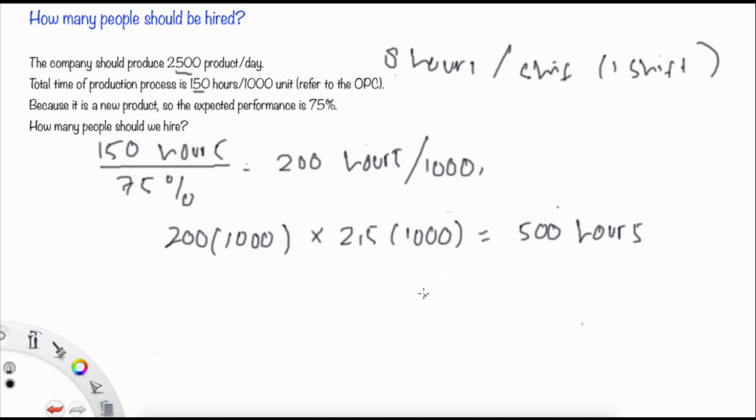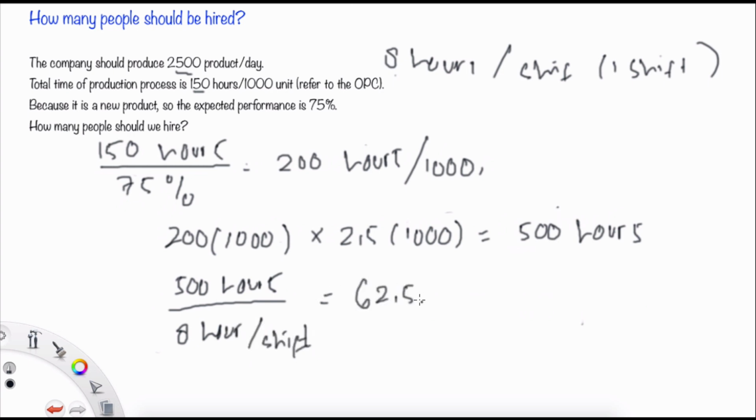So how many people should be hired? It's very easy. We have to hire about 63 people, by dividing 500 hours by the working day of 8 hours per shift. It will be 63 people.